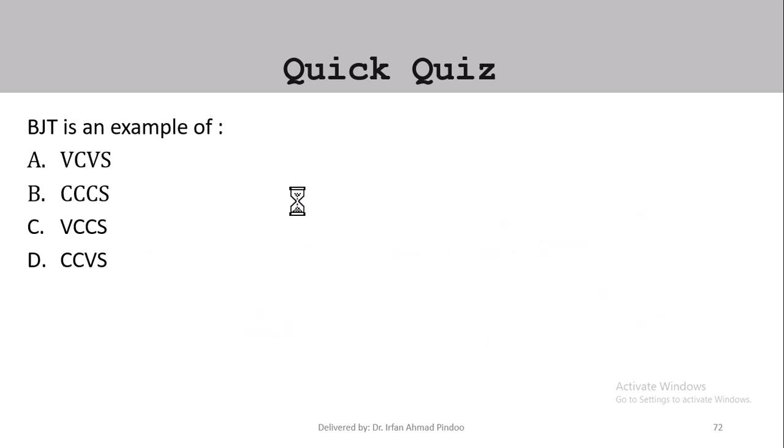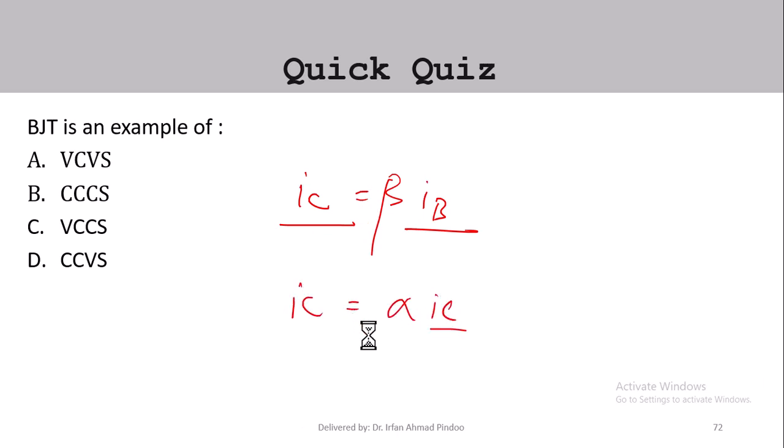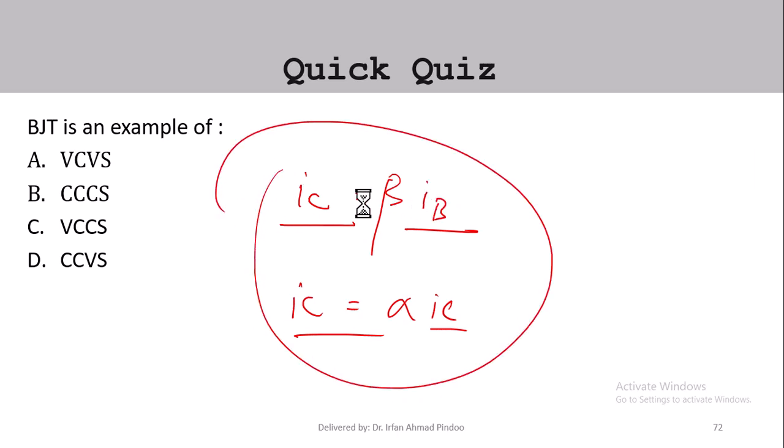BJT is actually governed by the formula IC is equal to beta IB, or alpha IE. So BJT is a circuit where the input and output parameters are current. So we say it is a current controlled current source.